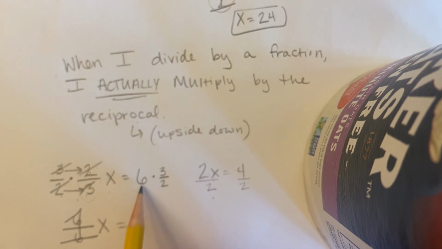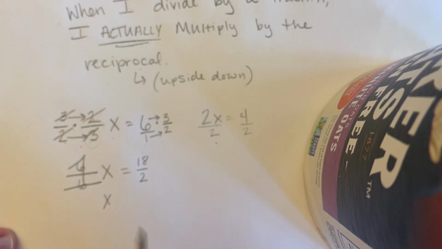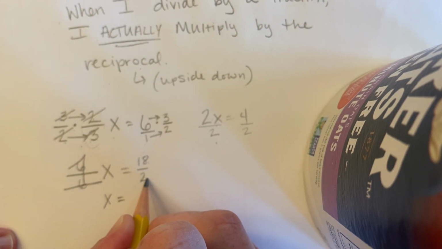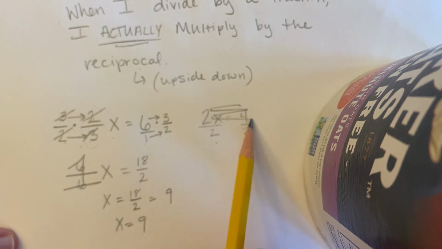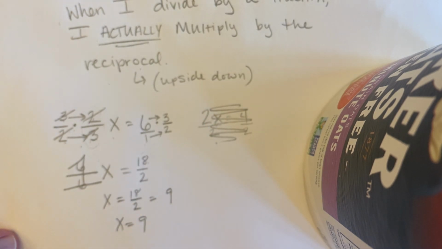What happened on the right side? Well, I've got 6, maybe over 1. If I put that over 1, I can multiply it by a fraction better. 6 times 3 is 18. 1 times 2 is 2. So really I've got x equals 18 divided by 2. If I reduce that fraction, x is 9. Final answer there. I'm going to mark this out because we weren't actually using that. So x equals 9.